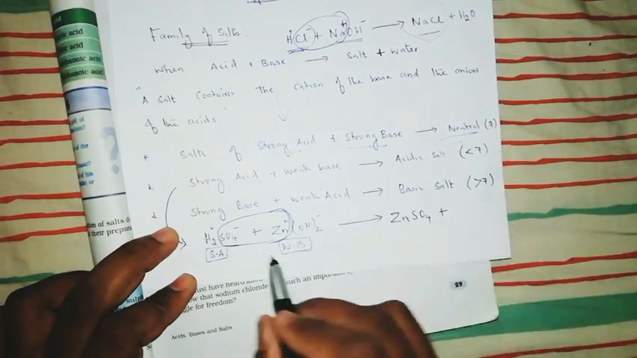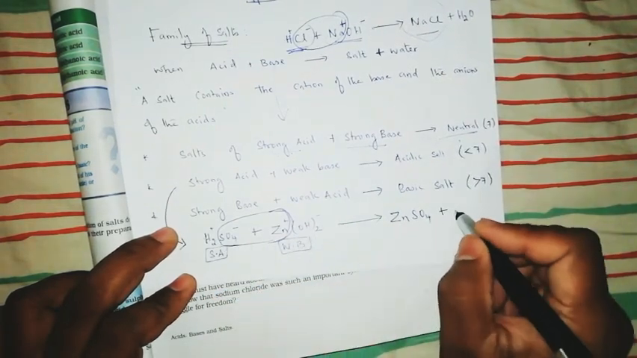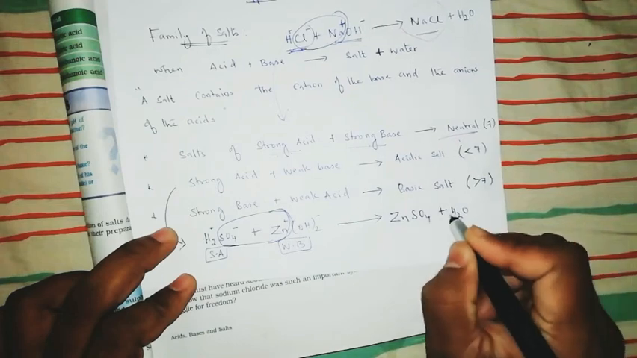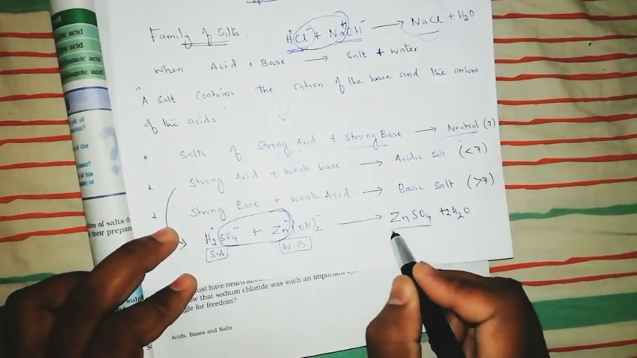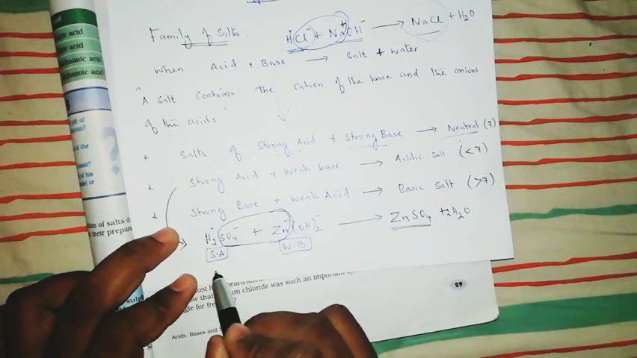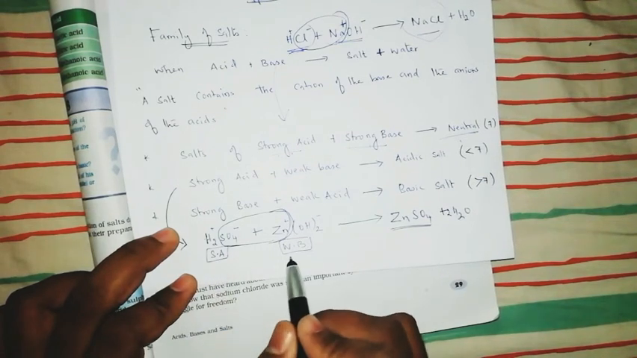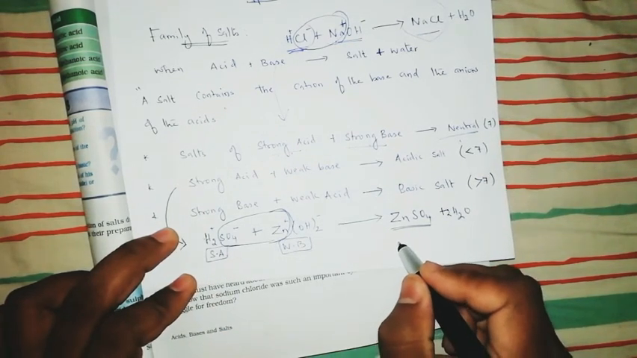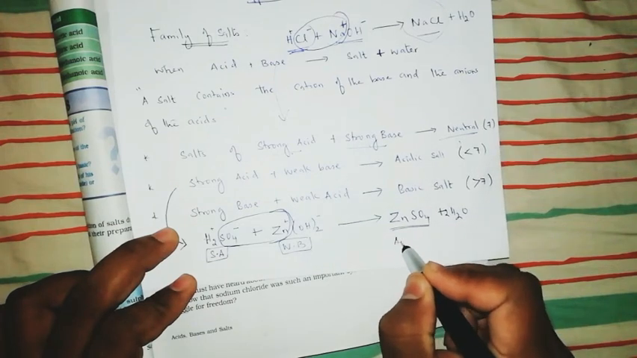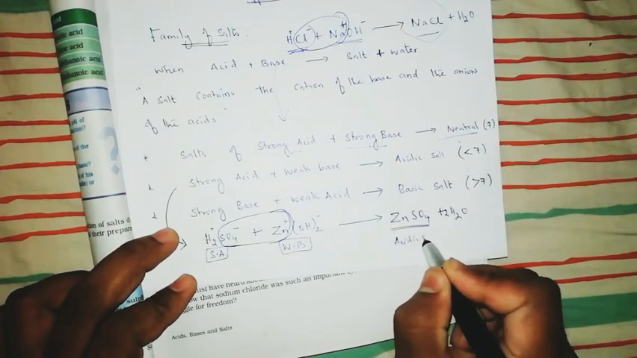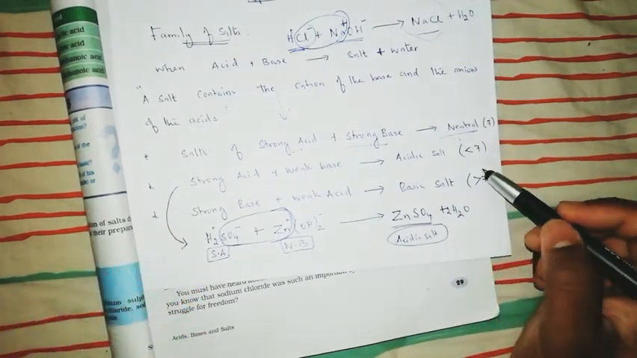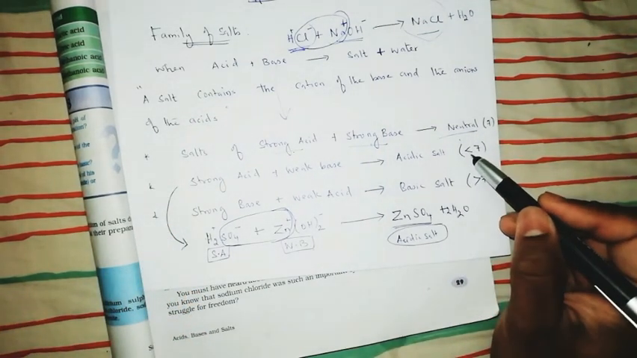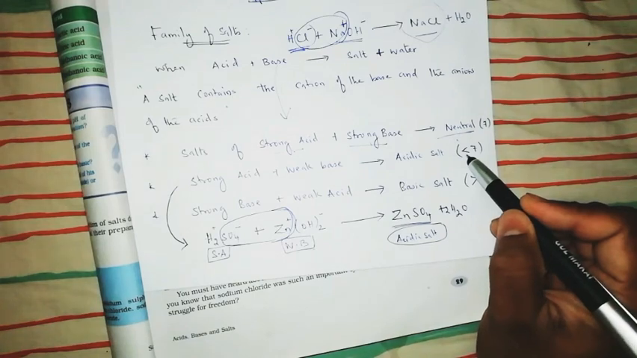And what is going to be the combined product? Yes, it forms H2O. To balance this, I have to put 2 in front of it. And this is a salt. But the salt formed when a strong acid and a weak base combine is always an acidic salt. Clear? Acidic salt. And the pH of an acidic salt is always less than 7.